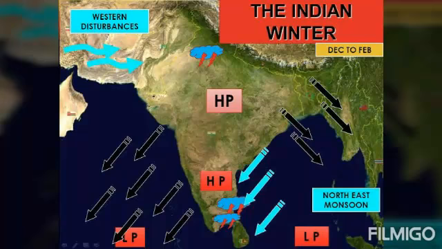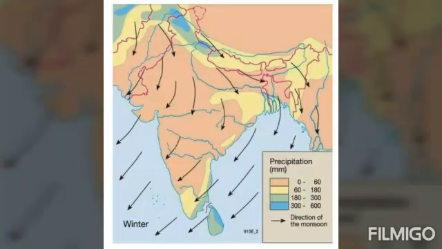Now, this is the time of the northeast monsoon also. At this time, the eastern coast of India receives some rainfall because the winds pick up some moisture as they pass over the Bay of Bengal. So they pick up some moisture and cause some amount of rainfall on the Coromandel coast, as these winds blow from northeast to southwest. They are called the northeast monsoon.